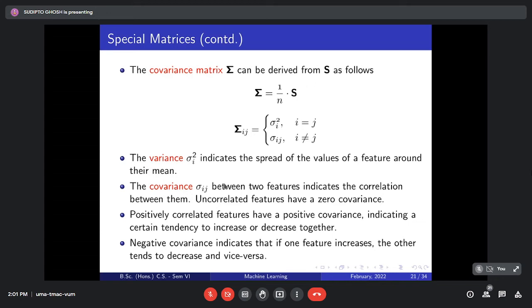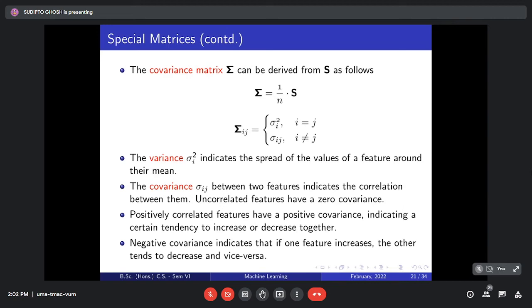The covariance between two features indicates the correlation between them. If those two features are not correlated, that will mean that they have zero covariance. In the naive Bayes classifier, you saw that we took all the features to be independent and not correlated with each other. So all of those are independent features which have no dependency on each other.